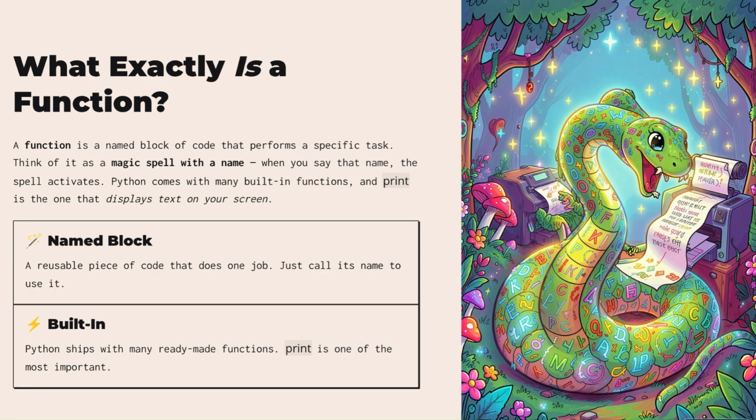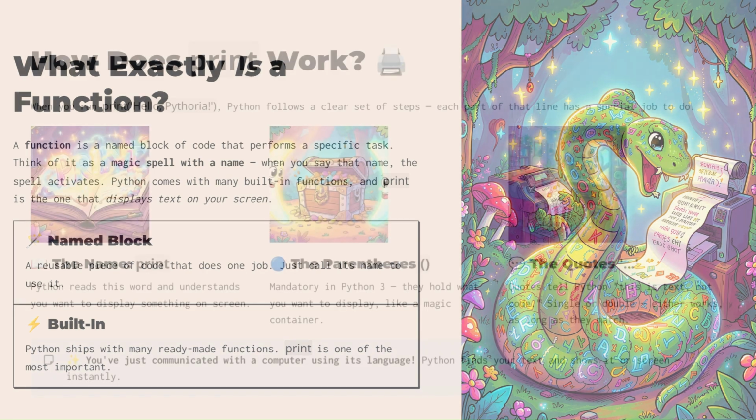The word print is what we call a function. A function is a named block of code that performs a specific task. Think of it as a magic spell with a name. When you say that name, the spell activates. Python comes with many built-in functions, and print is the one that displays text on your screen.